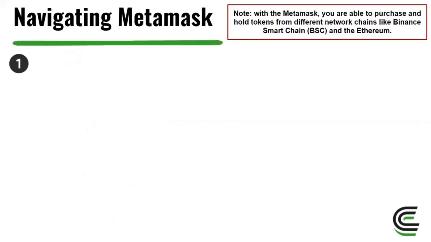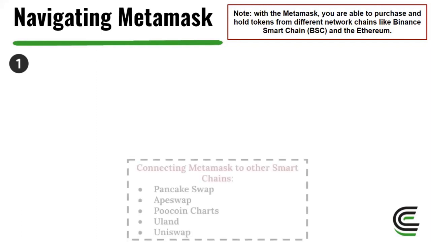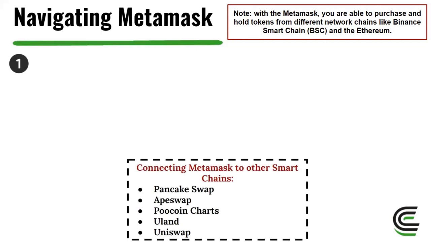You've got your MetaMask downloaded, you have your wallet created. So the next thing is learning how to use your MetaMask and navigating through MetaMask. Now, before we do that, it's just important to note, especially if you are new, what MetaMask is able to do. Well, you're able to purchase and hold tokens from different network chains like BSC, the Binance Smart Chain, and Ethereum. And also, you can actually connect MetaMask to other smart chains like PancakeSwap, for example, Uniswap, etc.